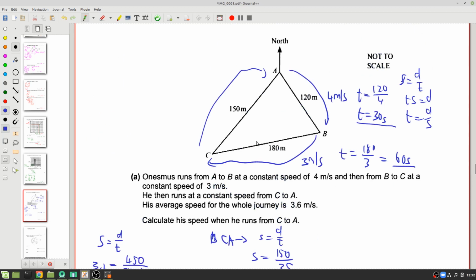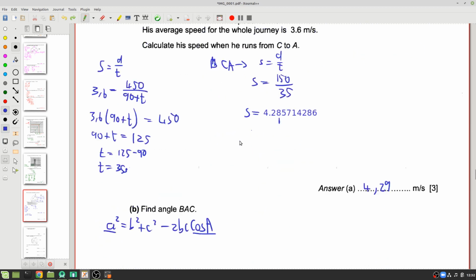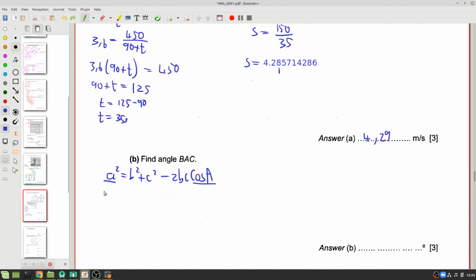So in our case, we have this angle that we want to find, so then this is the side that's by itself. Okay, so let's just plug in our values. So our side that's opposite to angle A, the angle that we want to find, is 180.